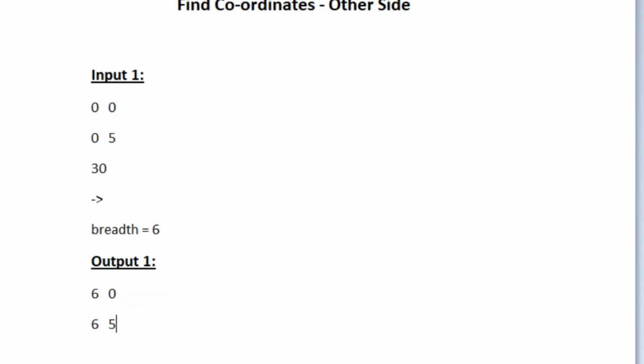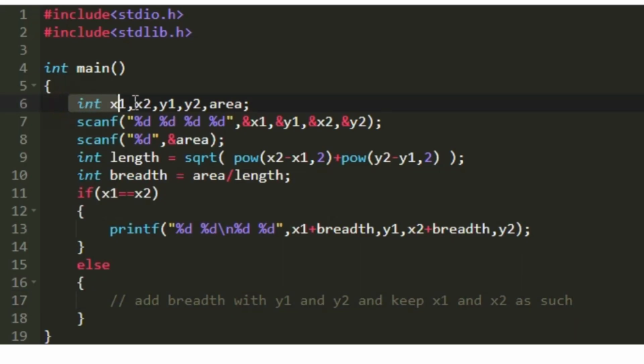Now let us see how to write a C program for this. First I am creating 5 integer variables named x1, x2, y1, y2 and area. In the next line, using a scanf statement, I am accepting the 2 input coordinates and storing them into the points x1, y1, x2 and y2. After that, again using a scanf statement, I am accepting the area of the rectangle. So we have accepted all the input coordinates and the area of the rectangle.